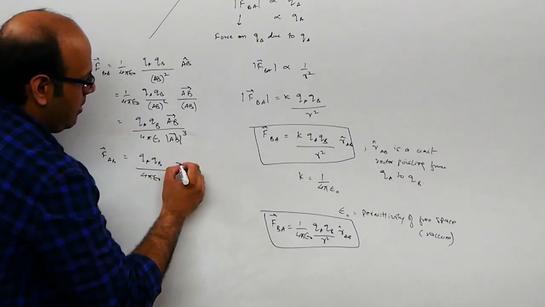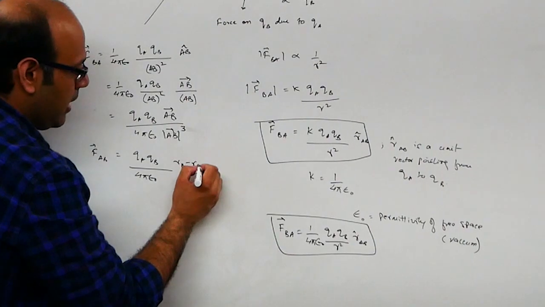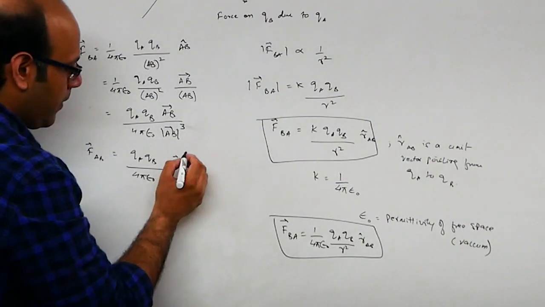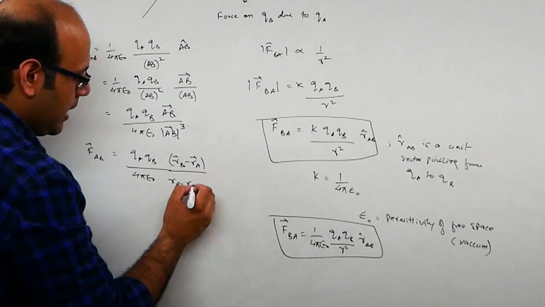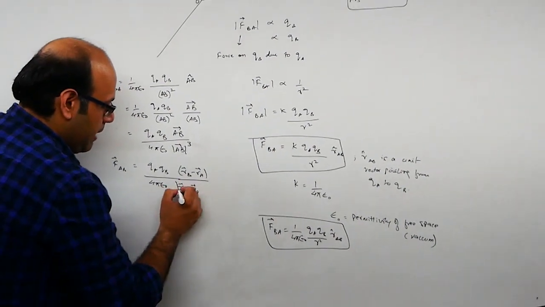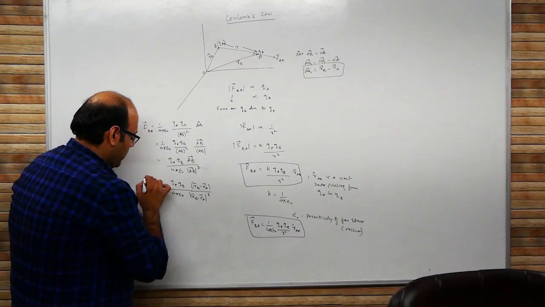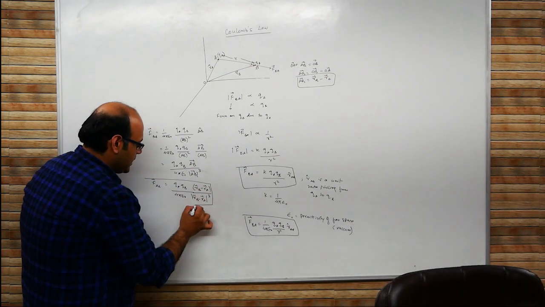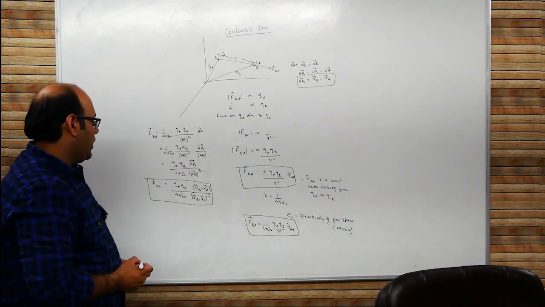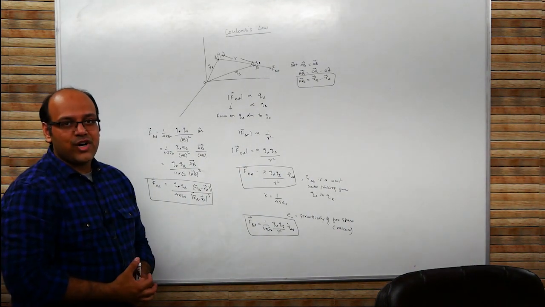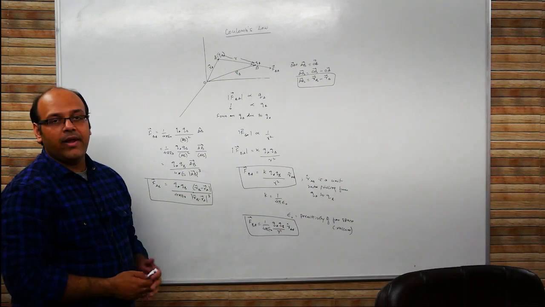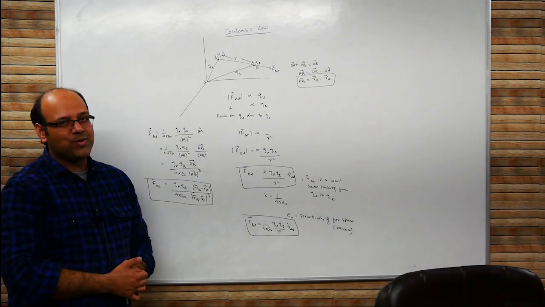So if I can substitute this expression from here over here, what do I get? This is RB minus RA vector divided by the magnitude of RB minus RA vector cubed. This again is Coulomb's law in terms of the position vector of the two charges. Right? Please go through it. Any confusion, please let me know.